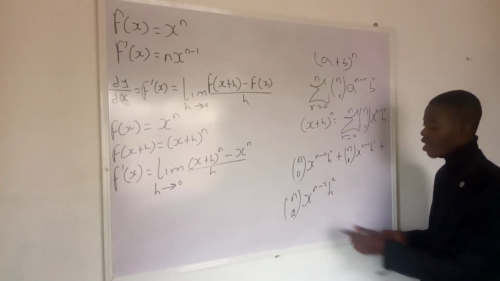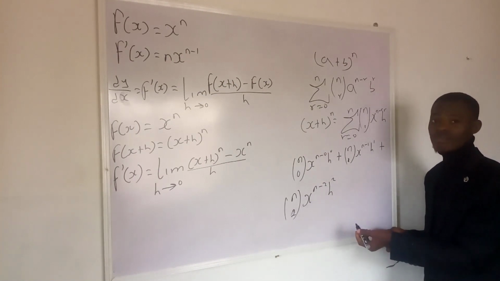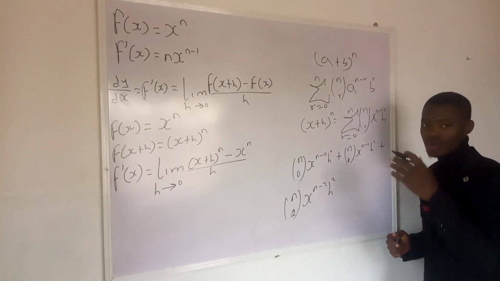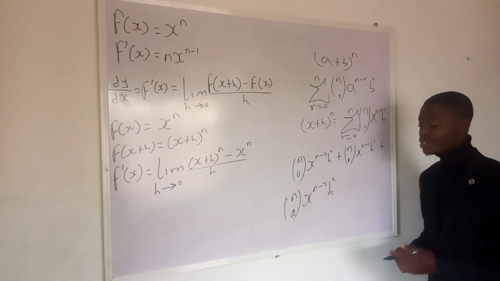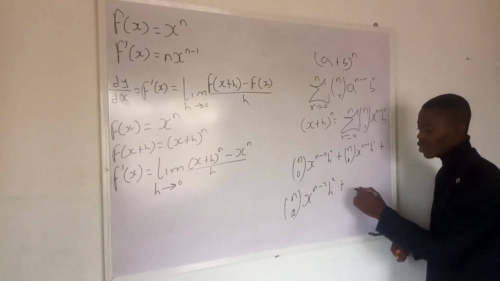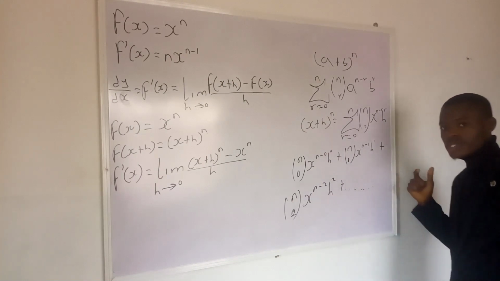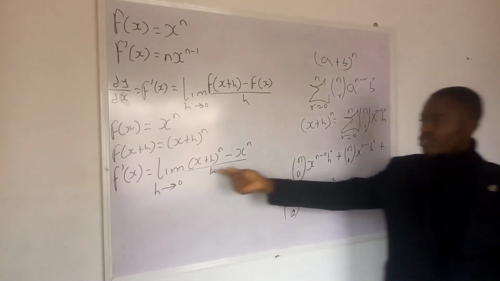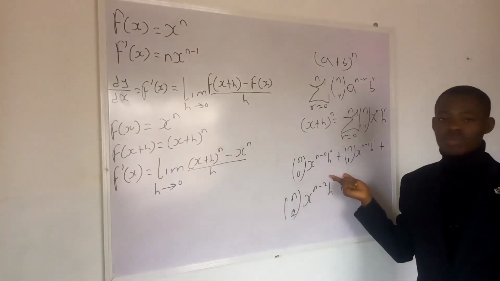Now as you can see, as r increases, it keeps on adding terms. We could keep on writing this if we didn't want to stop. In fact, it goes to infinity because n doesn't have an end. So therefore, I'm just going to represent that with plus dot dot dot. That is, it doesn't have an end. Perfect. So now, instead of x plus h to the power of n, I'm going to replace that with this.